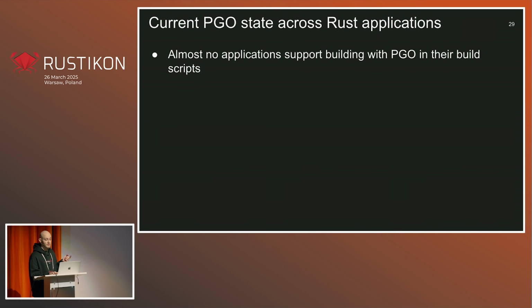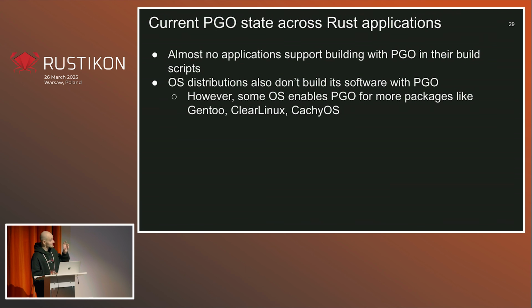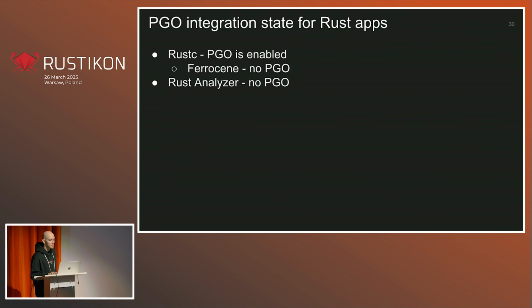About the PGO state across Rust applications: unfortunately, almost no Rust applications except Rustc support optimizing with PGO, and the same goes for recipes in operating systems, because maintainers don't want to do it; they have a lot of other things to do. You can find some inspiration and good recipes in performance-oriented operating systems like CachyOS. They're especially crazy about PGO. So if you want to use a Rust-based application with PGO, you need to recompile it. Here are a few examples.